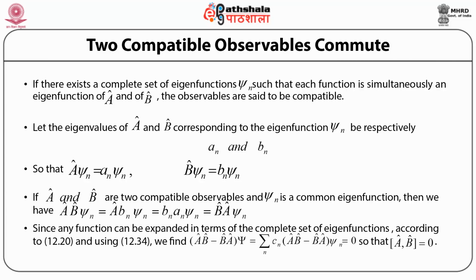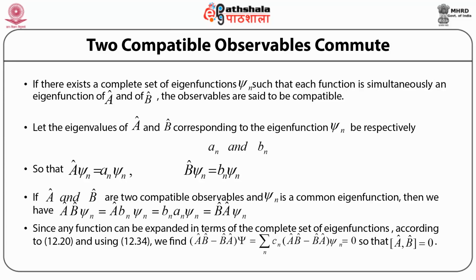Since any function can be expanded in terms of the complete set of eigenfunctions according to equation 20, and using equation 34, we find the product of operator A and operator B minus the product of operator B and operator A acting on psi is equal to summation over n Cn into within the brackets operator A, operator B minus operator B, operator A, bracket close, acting on psi n is equal to 0, which proves that the commutator of operator A and operator B is equal to 0.